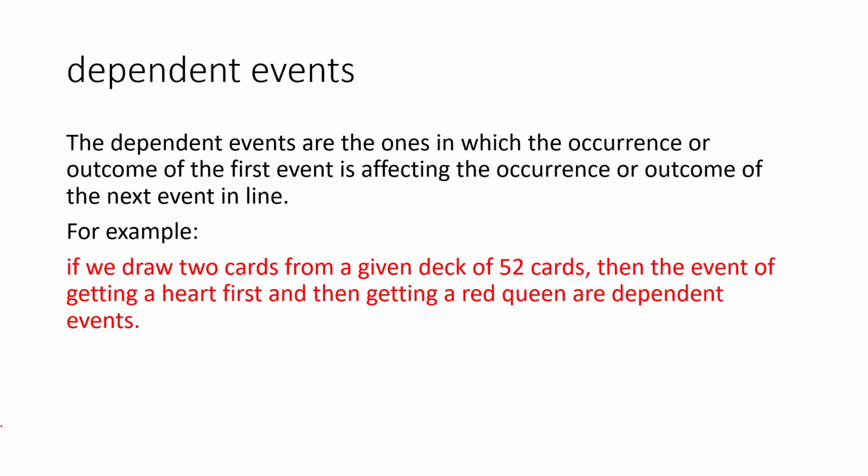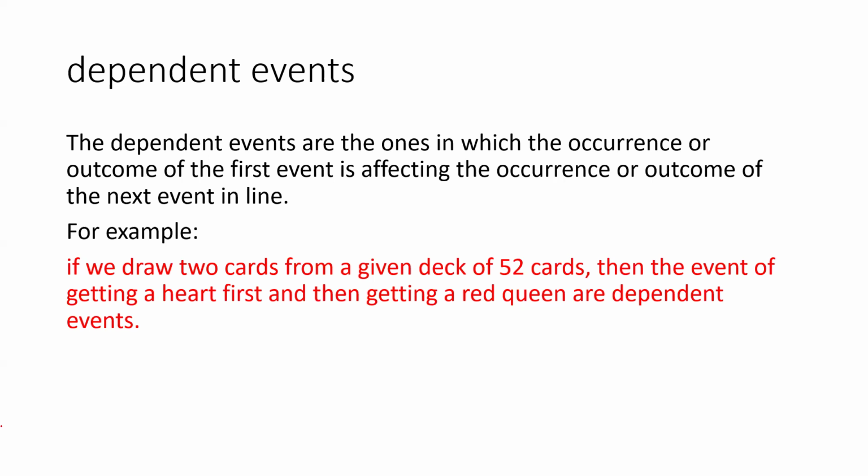Now, this one is dependent on two things: is it a dependent event or an independent event? A dependent event is one in which the outcome of the first event is affected by the outcome of the next event in line. For example, for it to be Saturday today, it is affected by the fact that yesterday was Friday. As long as yesterday was Friday, tomorrow is bound to be Sunday.